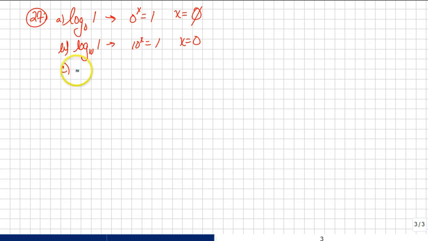Part C, the log of 1/10 base 10 means 10 to what power equals 1/10, and I'm going to write 1/10 as a fraction. If you remember, anytime it's reciprocated, that means the power must be negative, so just focus on the denominator. 10 to what power is 10? Well, that's 1, but it's been flipped over, so the answer is x equals -1. And number 27 is done.